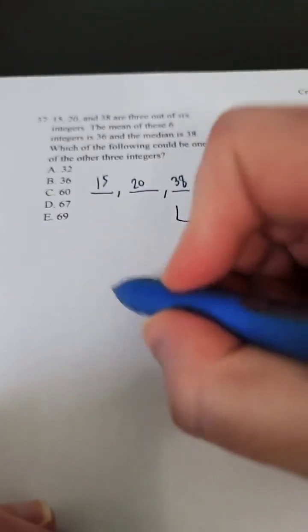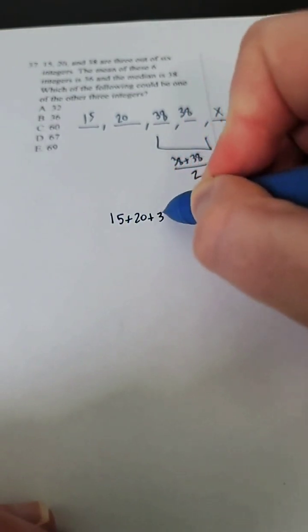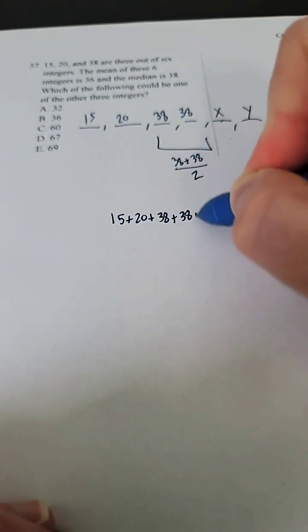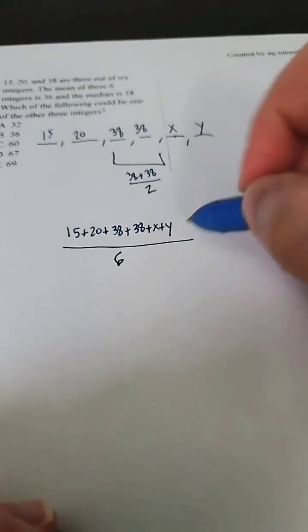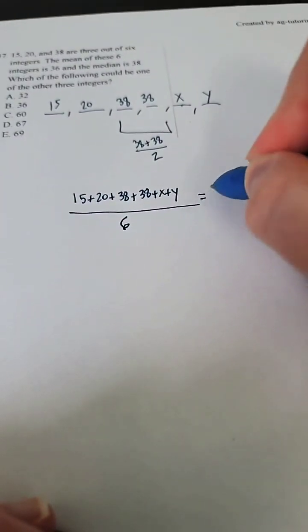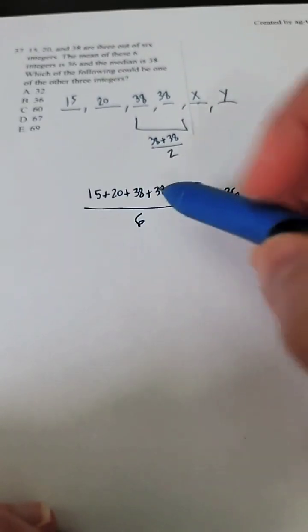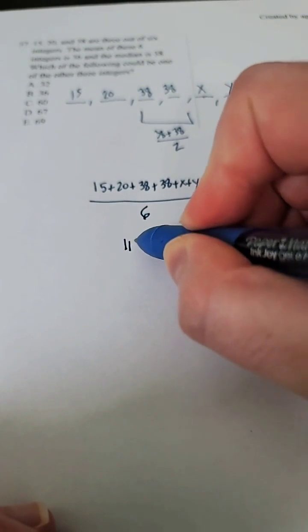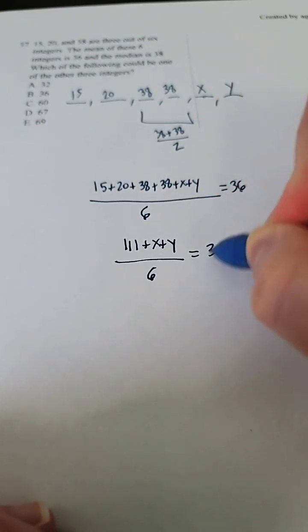So let's write an equation for mean. Mean would just mean that I'm adding all of these values up. So I would do 15 plus 20 plus 38 plus 38 plus x plus y, dividing by how many numbers I have in my list, which would be 6. And then it told me that I was going to get a mean of 36. So this was going to equal 36. Okay, so when I add all these up on top, I'm going to get that that's 111 plus x plus y over 6 is equal to 36.